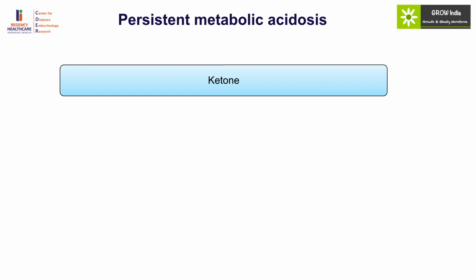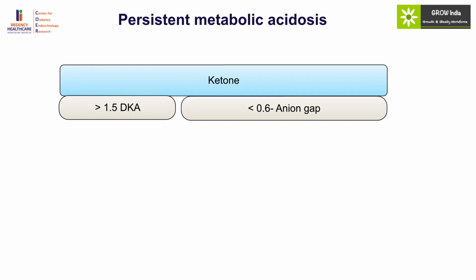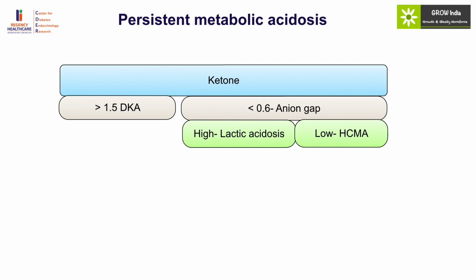So one needs to look at the ketone levels, which if they are more than 1.5, one should still consider that this is DKA. If they are less than 0.6, we should look at anion gap. If it is high, it is suggestive of a high anion gap, typically a lactic acidosis, while if it is low, it is most likely hyperchloremic metabolic acidosis, which is a self-resolving condition. If the renal functions are normal, there is no need to unnecessarily continue therapy in this setting.